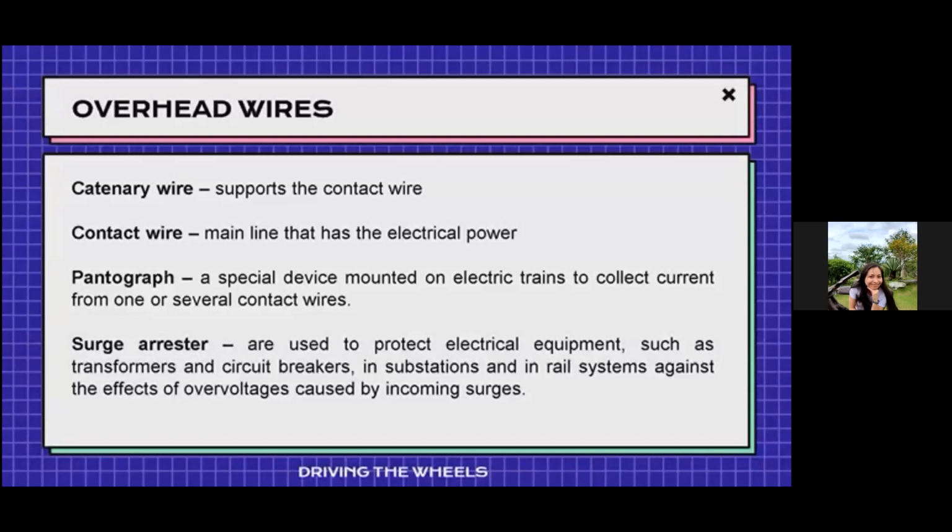Yung pantograph ay yung kumukolekta sa electric current mula sa contact wire. At yung current na ito ay dadaan muna sa surge arrestor at circuit breaker. Ano nga ba yung surge arrestor? Ito ay isang safety device na nagpo-protect sa isang electrical equipment sa overvoltage.